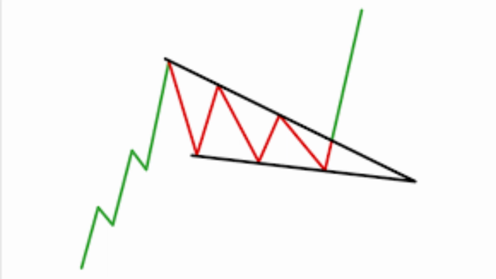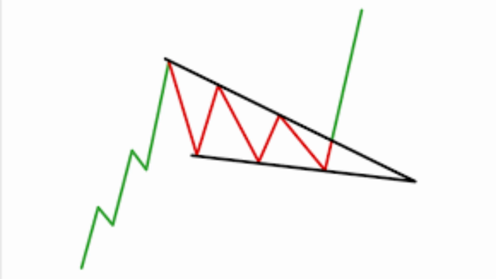The falling wedge pattern is a technical analysis pattern often observed in price charts. It is considered a bullish pattern that can indicate a potential reversal or continuation of an upward trend. The falling wedge pattern is formed by two converging trend lines, where the upper trend line slopes downward at a steeper angle than the lower trend line.